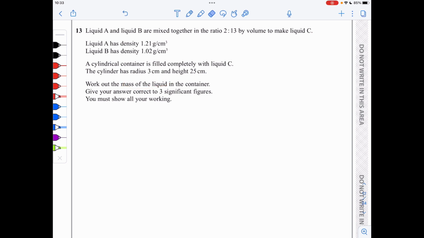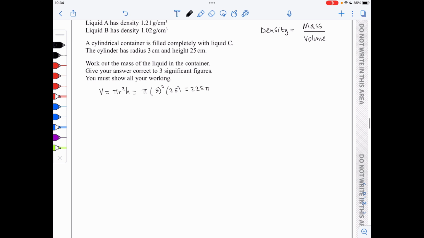Let's start by reminding ourselves that the density is given by mass over volume, and we will start by finding the volume of the cylindrical container. This is given by pi r squared h, and in our case r is 3 and the height is 25. So this works out to be 225 pi. I like to approach these questions by drawing up a table. So we've got A, B, C. We've got that the volume is split in the ratio of 2 to 13. So if this is 2 and this is 13, the volume of C is 15.